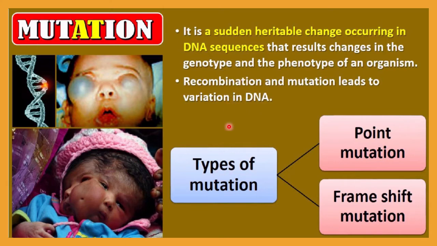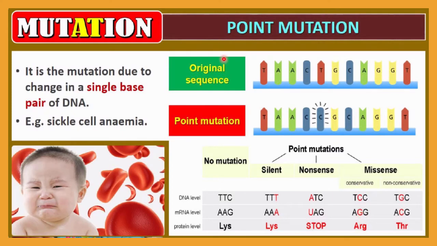And let me discuss more about the types of mutation. Mutation can be of mainly two types: point mutation and frameshift mutation. Let me discuss one by one. First of all, let me discuss point mutation. It is the mutation due to change in a single base pair. Here you can see this is the normal DNA sequence, the original sequence, but due to some reason point mutation occurs.